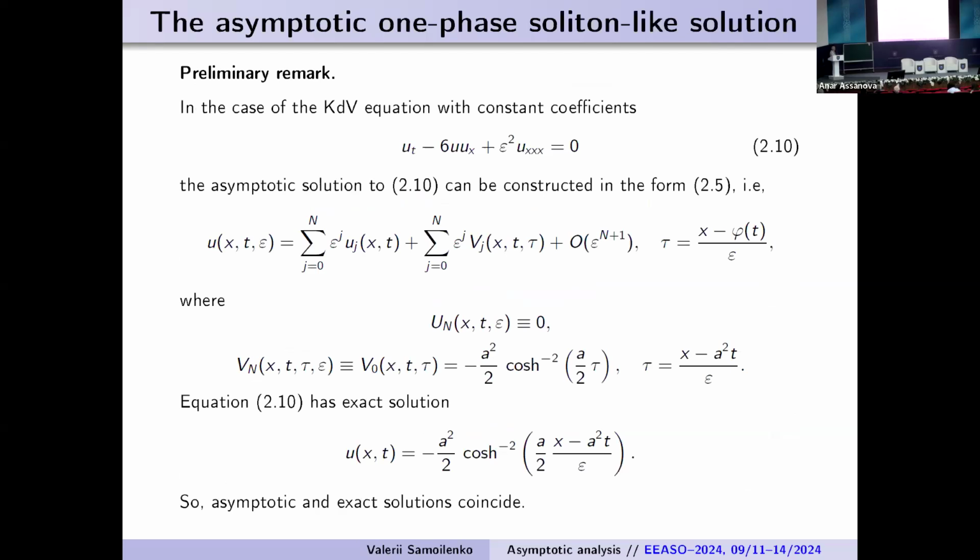Now I return to the KdV equation with a small parameter near the higher derivatives, equation number 10. Of course, by a simple change of variables, by rescaling, we can rewrite this equation as the classic KdV equation. When we return to the first variables, we obtain the solution represented by the formula at the bottom of this slide. You can see that the small parameter is located in the denominator of the argument of the function, and the function cosh to the power minus 2 is a quickly decreasing function of the variable tau.